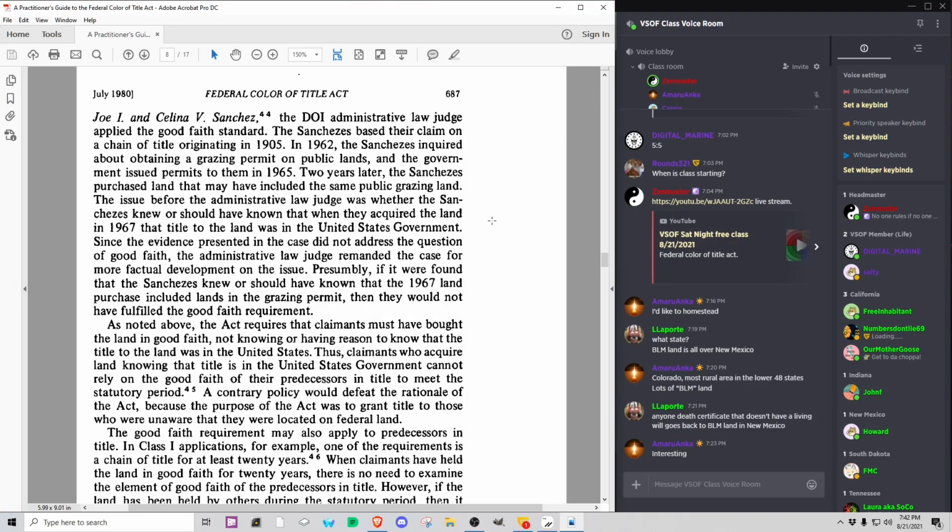The issue before the administrative law judge was whether the Sanchez's knew or should have known that when they acquired the land in 1967, that title to the land was in the United States government. Since the evidence presented in the case did not address the question of good faith, the administrative law judge remanded the case for more factual development on the issue. Presumably, if it were found that the Sanchez's knew or should have known that the 1967 land purchase included lands in the grazing permit, then they would not have fulfilled the good faith requirement.